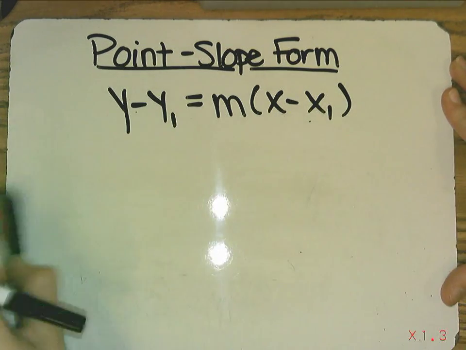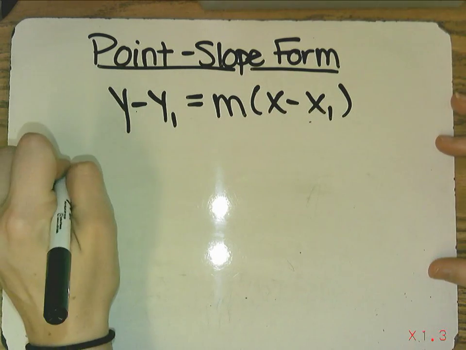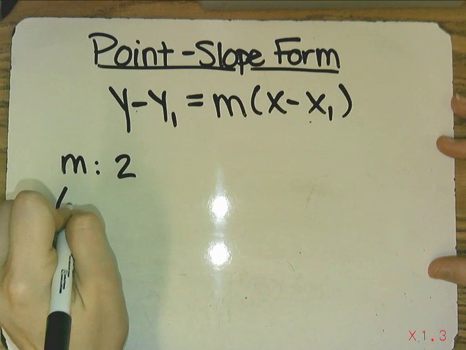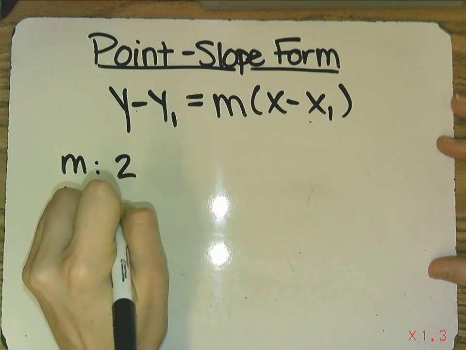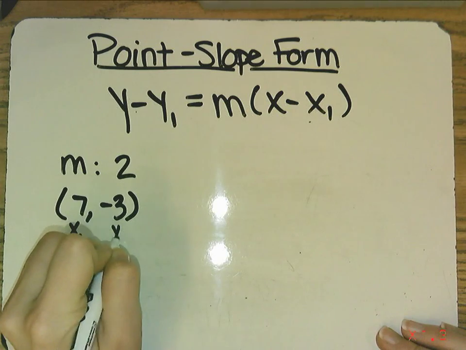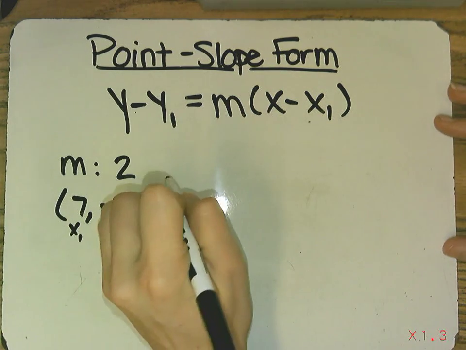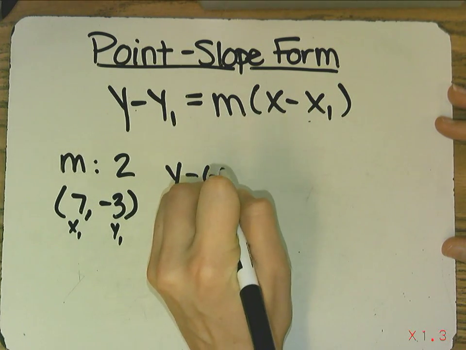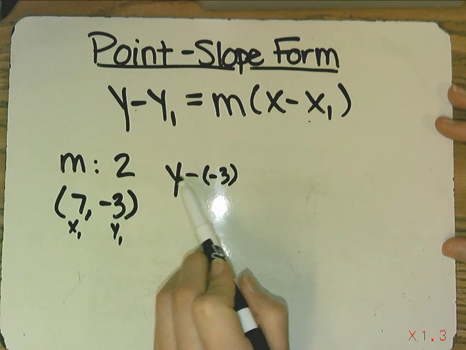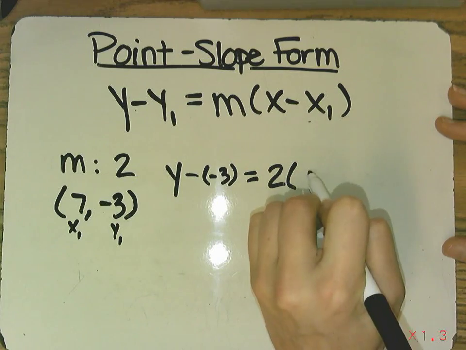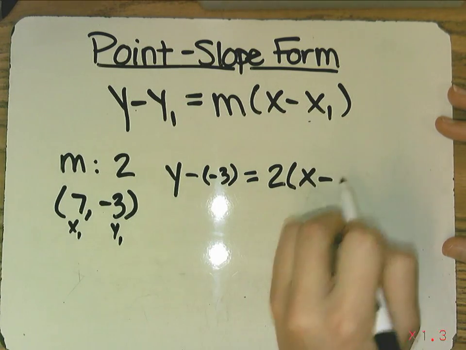Let's try another one. So if I had a slope of 2 and I had the ordered pair (7, -3). Okay, so I'm going to do exactly what I did before. I'm going to label this x1 and y1, and now I'm going to plug in the pieces that I know. So I'm going to have y minus my y1 value, which is -3. So I have y minus -3 equals 2 times x minus 7.